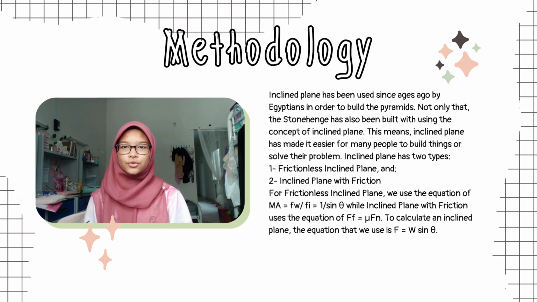Inclined plane has two types: frictionless inclined plane and inclined plane with friction. For frictionless inclined plane, we use the equation MA equals Fw per Fi equals 1 per sin theta, while inclined plane with friction uses the equation Ff equals mu Fn. To calculate an inclined plane, the equation that we use is F equals W sin theta.